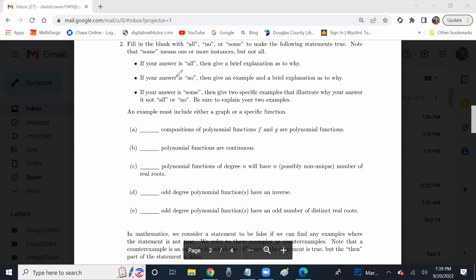An example must include either a graph or a specific function. All compositions of polynomial functions f and g are polynomial functions. Now, is this still referring to the f and g that we had in problem one, or is this just some unknown f and g? It's some unknown f and g.